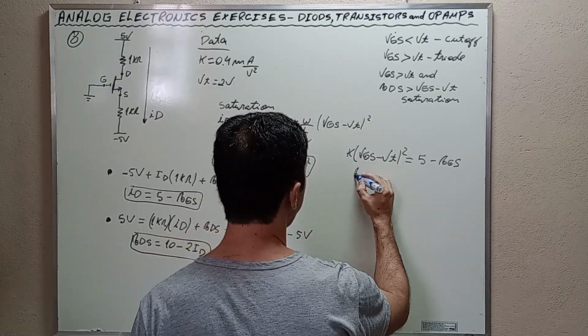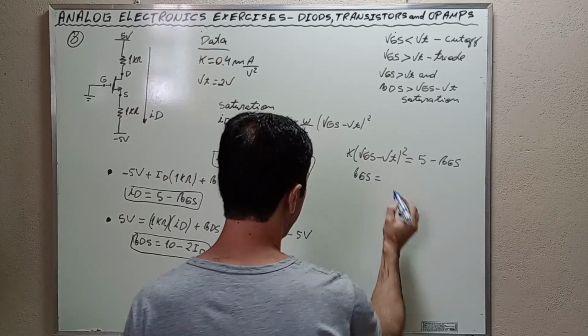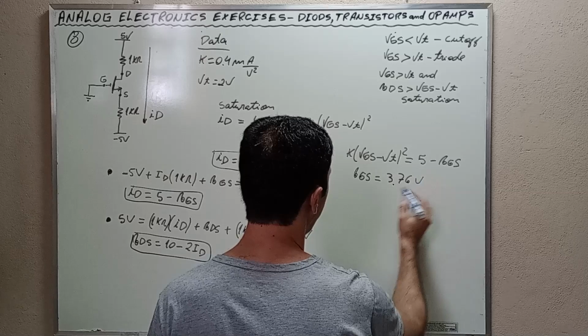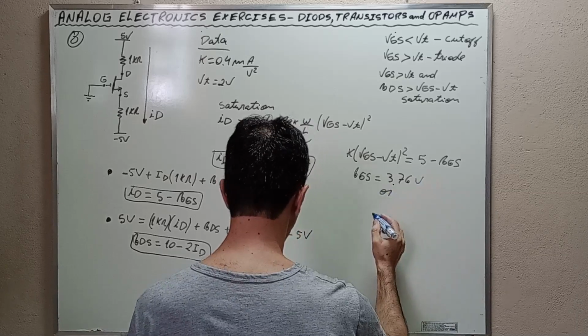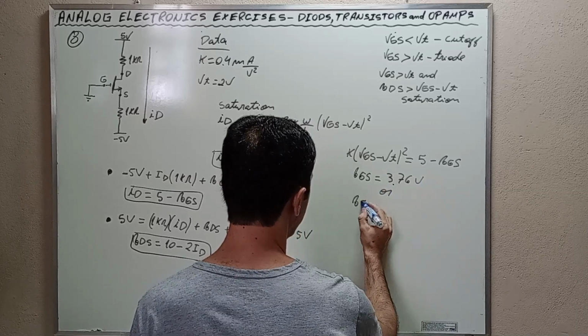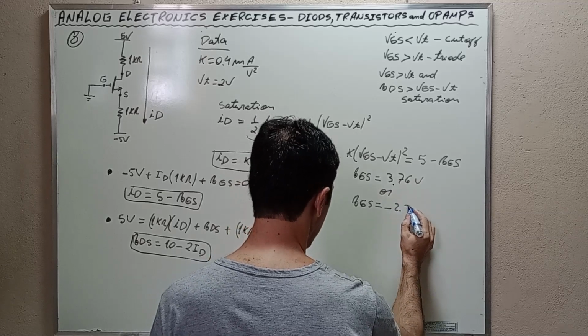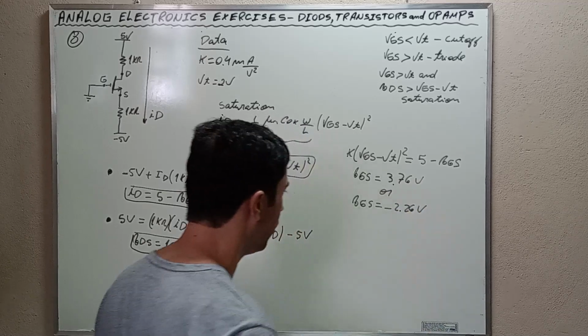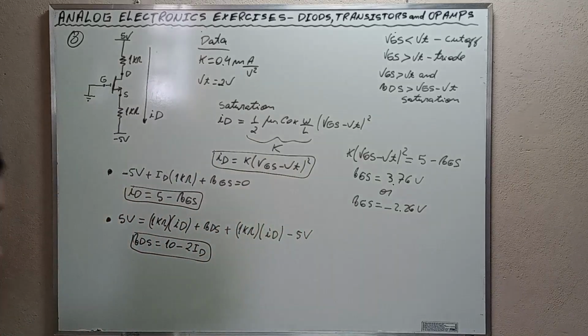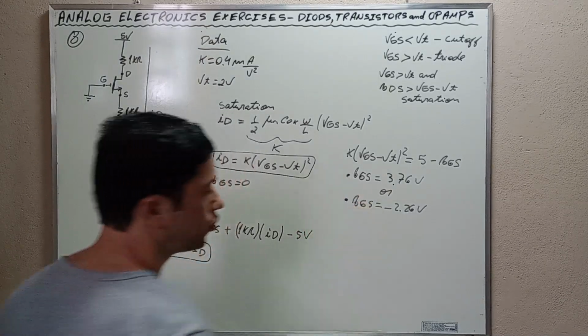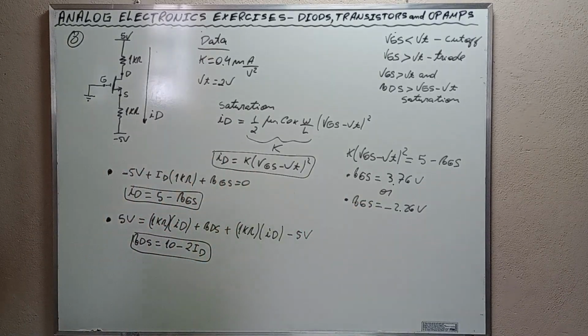VGS is either 3.76 volts or VGS is equal to negative 2.26 volts, okay? Which one to pick? Which one of these values are we going to choose to use?